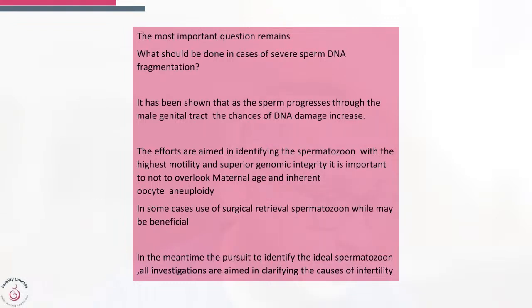What do we do with severe sperm DNA fragmentation? It has been shown that sperm progresses through the male genital tract, and during this phase, the DNA damage tends to increase. Now, the efforts have been aimed at identifying spermatozoon with the highest motility and superior genomic integrity, and it's important not to overlook maternal age. So, you could spend months and months looking at how to improve sperm and forgetting that the woman is getting older.